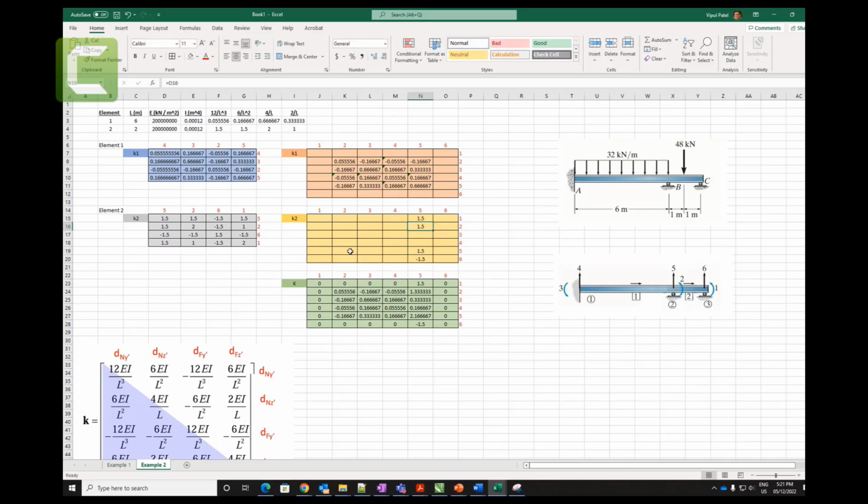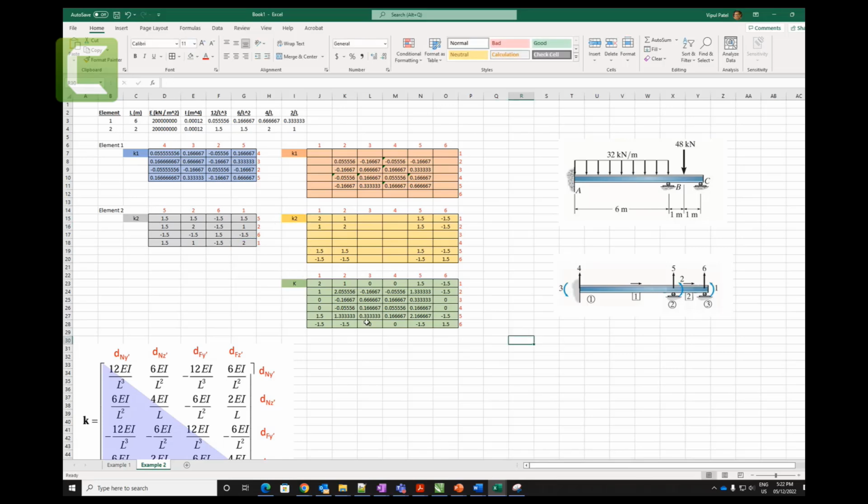Then 2, 5, 2, 2, 2, 6, 2, 1. Then 6, 5, 6, 2, 6, 6, 6, 1. Then 1, 5, 1, 2, 1, 6, and 1, 1.